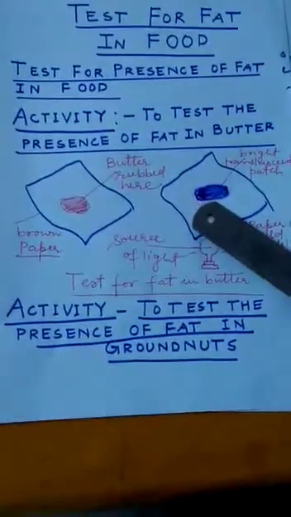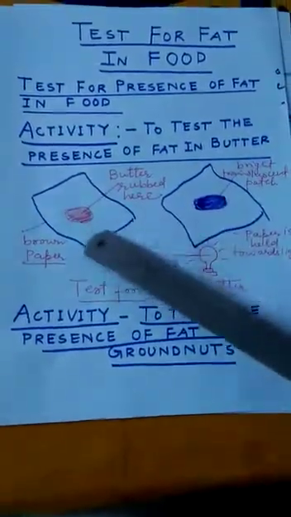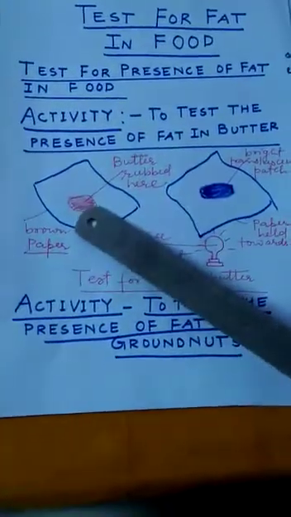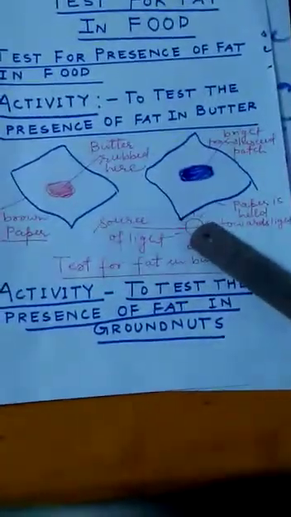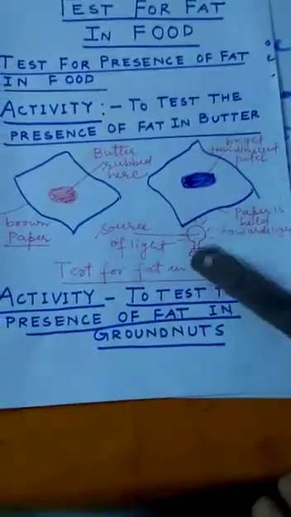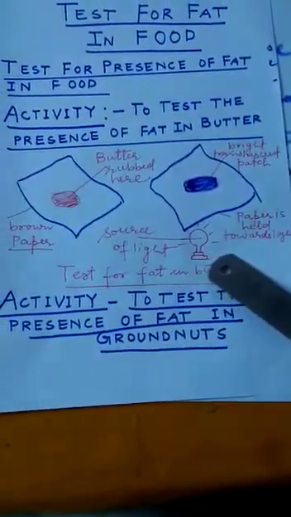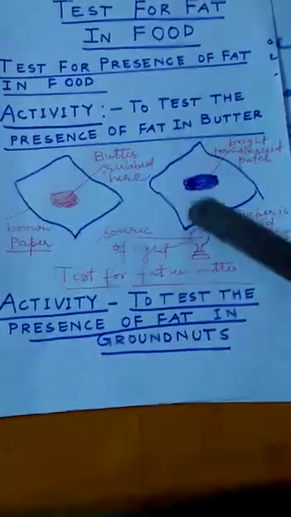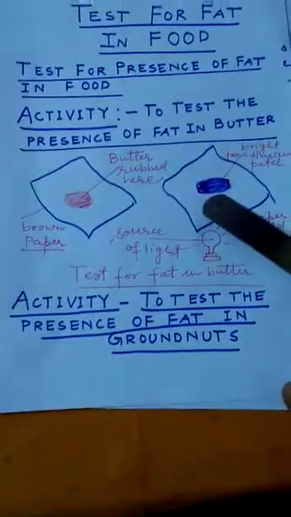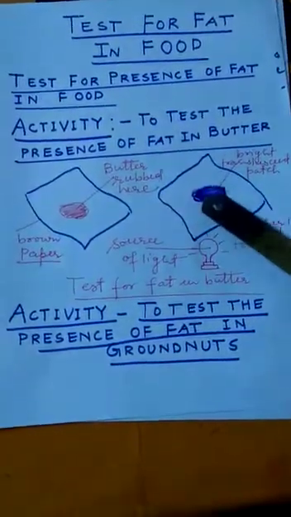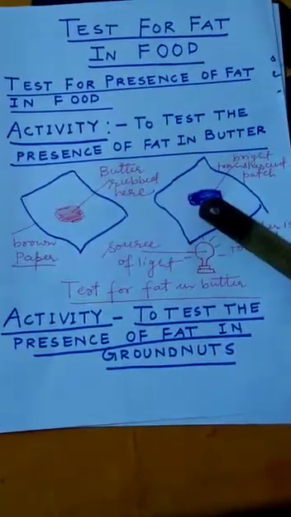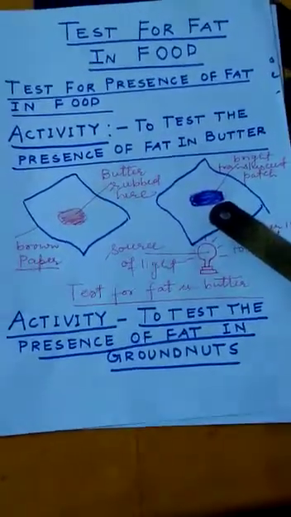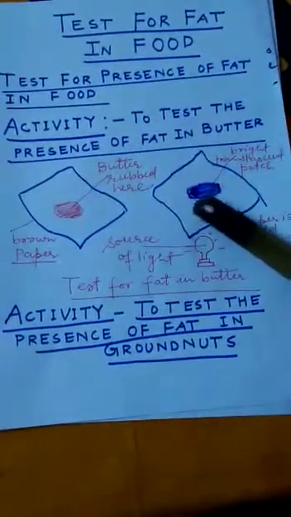So let us start the activity. Rub a little butter in the center of the brown paper. Then hold this paper towards a source of light. A bright greasy patch is seen in the center of the paper. The formation of the greasy translucent patch on paper shows the presence of fat in butter.